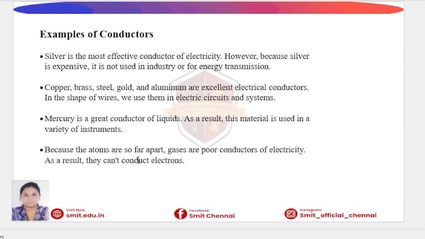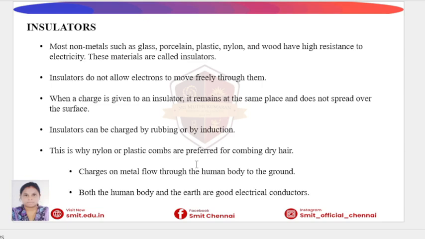Okay, and then insulators. So conductors conduct electricity, insulators do not conduct electricity. Okay, this is the main difference between conductors and insulators. See this point, most non-metals such as glass, porcelain, plastic, nylon and wood have high resistance to electricity. Okay, so these materials are called insulators. So insulators do not allow electrons to move freely through them.